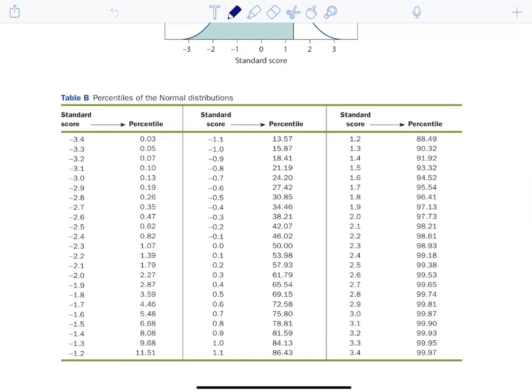So let's take Madison and Gabriel. Madison had a standard score of 1. That means she was one standard deviation above the mean, and that puts her at the 84.13 percentile. So it's around the 84th percentile, but specifically, she scored higher than 84.13% of test takers. Now, Gabriel had a standard score of 0.5, and so he was at the 69.15 percentile, which would be about the 69th percentile, and he scored higher than 69.15% of the people in the distribution.